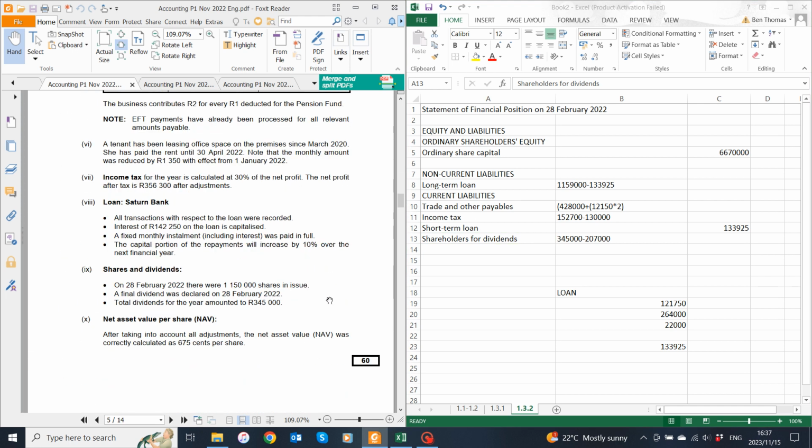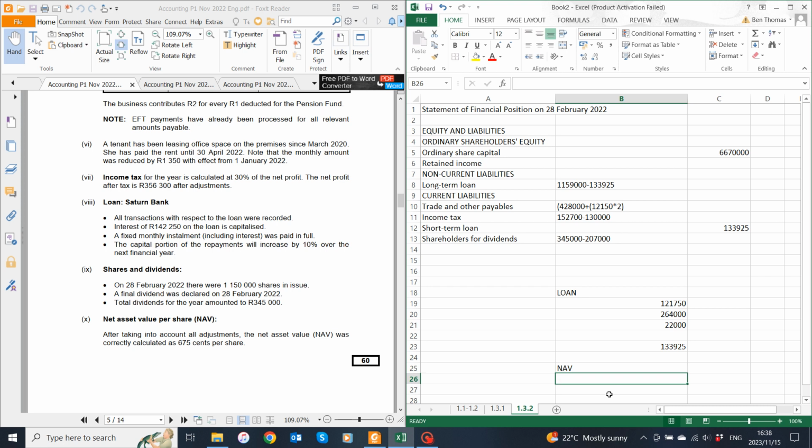Okay, and I think we have one more adjustment here, which is the net asset value per share. After taking into account all adjustments, the net asset value was correctly calculated as 675 cents per share. Now, guys, why are they telling us this? Because you need it to complete ordinary shareholders' equity. What comes here? Retained income.